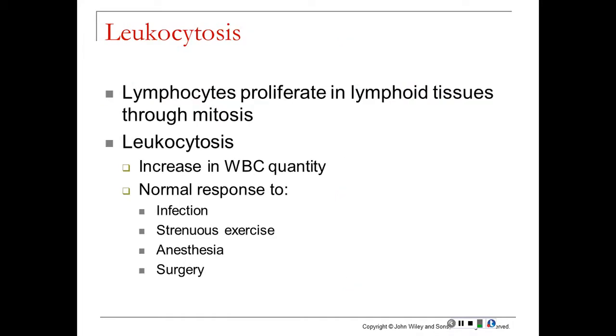Leukocytosis, this is when the lymphocytes proliferate in the lymphoid tissues through mitosis. So leukocytosis is going to increase the white blood cell quantity. This is in response to infections, exercise, anesthesia, or surgery.